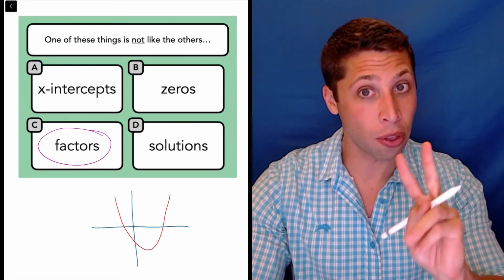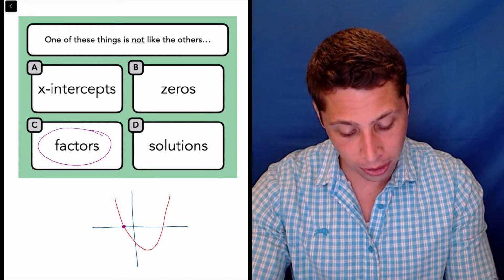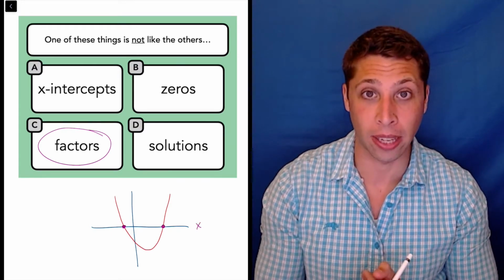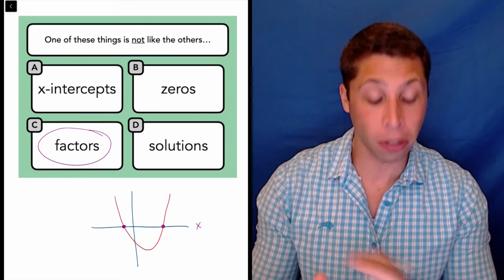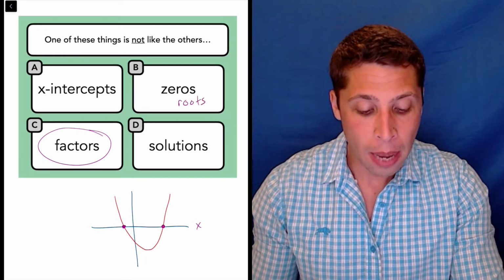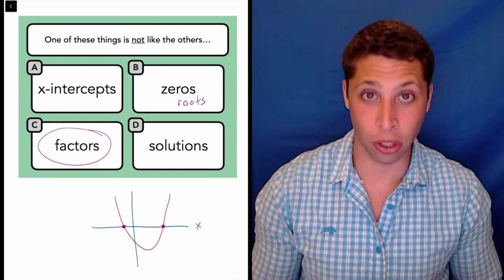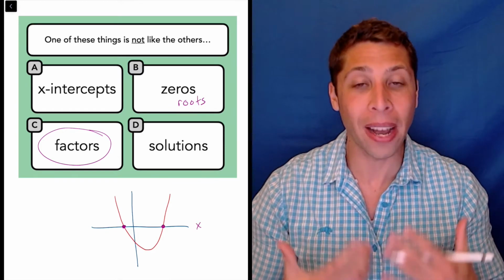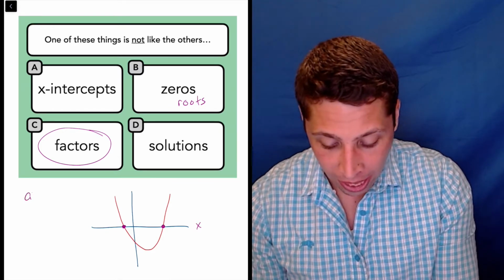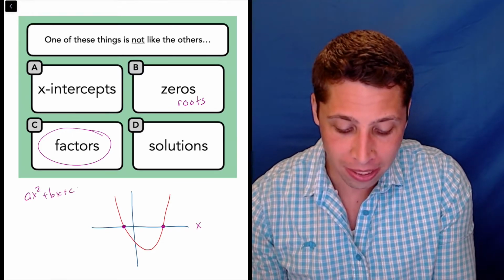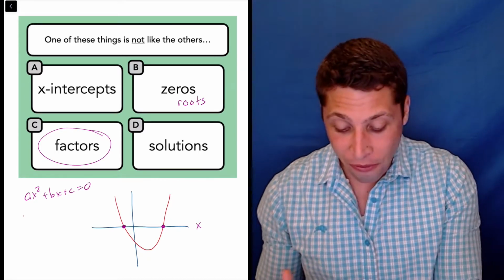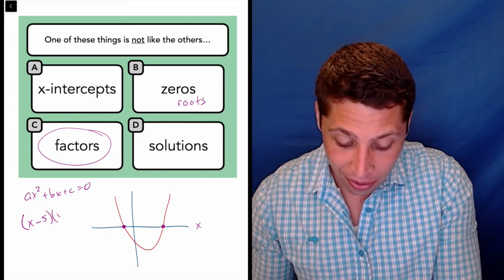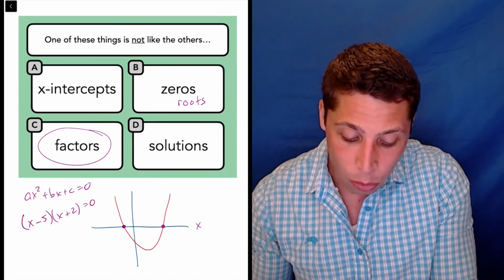X-intercepts, zeros, those two you probably link very carefully in your mind to the points on the x-axis, right? So those are the x-intercepts right there. Now, we do call them zeros. We also sometimes call them roots, but very often they come up as solutions because when we have a quadratic equation, we need to solve it by setting it equal to 0. So ax squared plus bx plus c equals 0. And then we factor it, let's just say in this case (x minus 5)(x plus 2) equals 0.